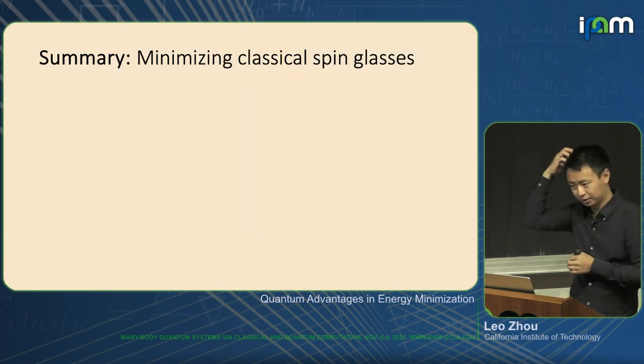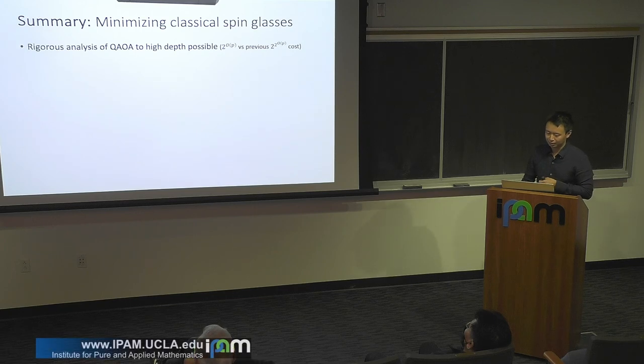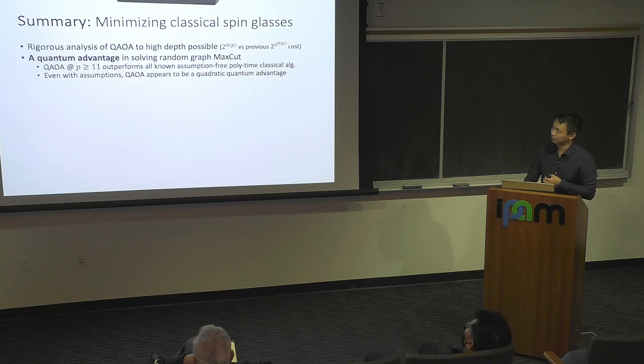Okay, so to summarize the part about classical energy minimization, we are able to do rigorous analysis of the QAOA to high depth, improving the doubly exponential cost to only exponential. And we have provided evidence for a quantum advantage in solving classical problems by looking at the problem of random graph max cut. In particular, we show that at p equals 11 and higher, QAOA outperforms all assumption-free polynomial time classical algorithms. And even with mild assumptions, QAOA appears to have a quadratic quantum advantage.